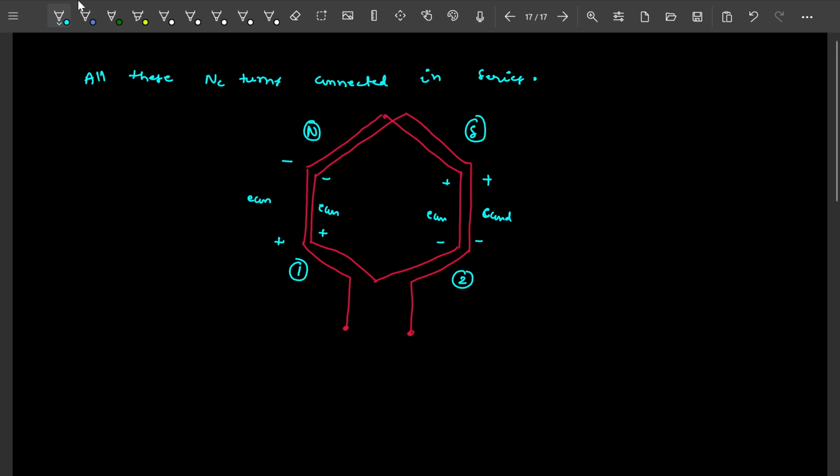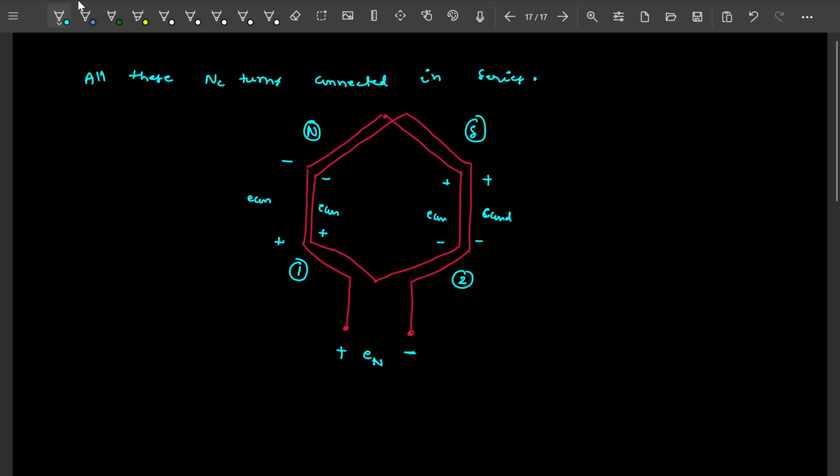That is in a full pitch coil, because one coil side is under the north pole and another coil side is under the south pole. So this is called one coil side and this is called another coil side. This is under the north pole and this is under the south pole. It is a full pitch coil, and across this we are going to have that En voltage. That is the voltage across that NC turn coil.